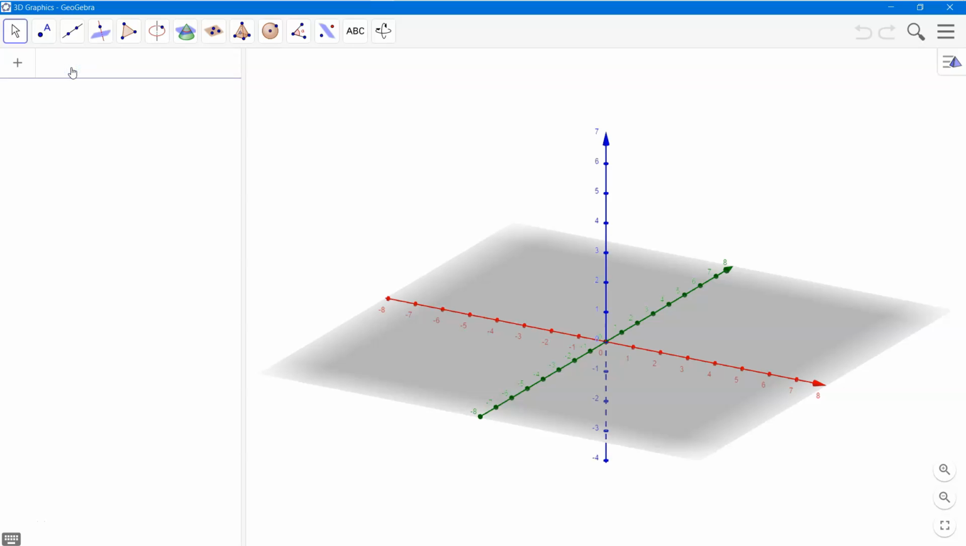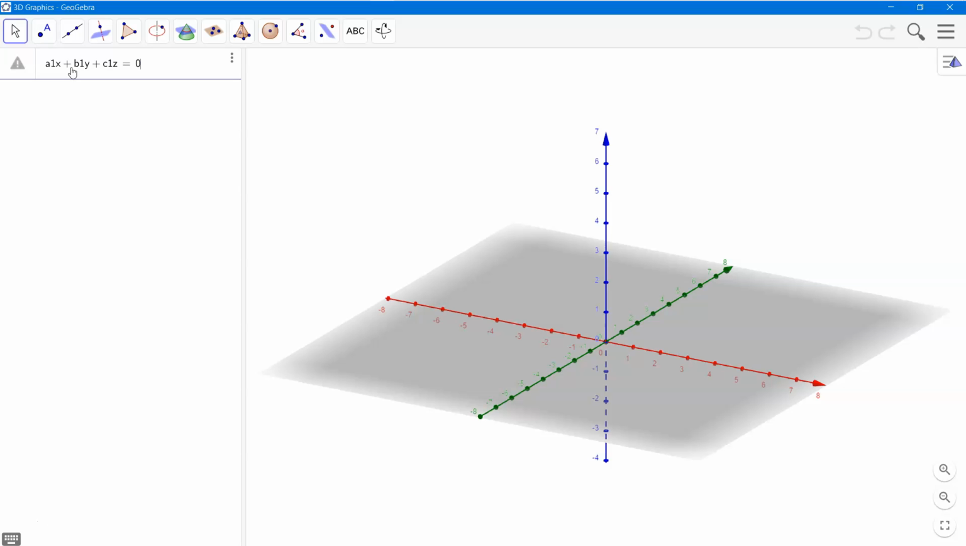Let's figure out the angle between two planes. Which means we require two planes. So A1x plus B1y plus C1z plus D, let it be 0. That means it will pass through the origin.